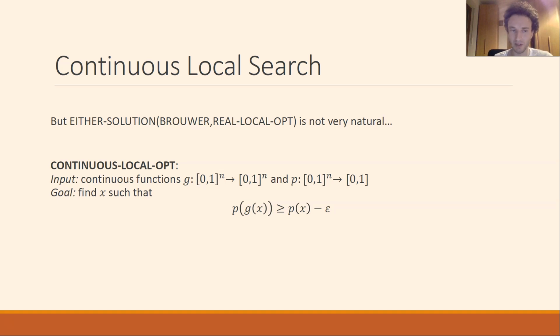But it's not too hard to see that it's actually also a special case of Brouwer, because now that the function G is continuous, finding a fixed point of G lies in PPAD, and finding a fixed point of G is enough to solve this problem. It's not too hard to check. So in other words, we have this problem continuous local opt that lies in PPAD and in PLS, and is much more natural than all these either-solution problems.